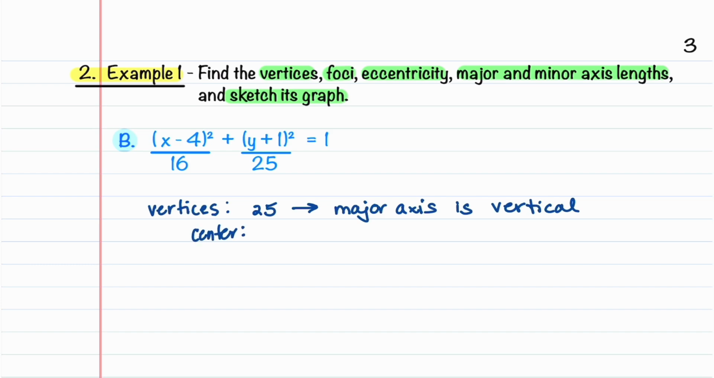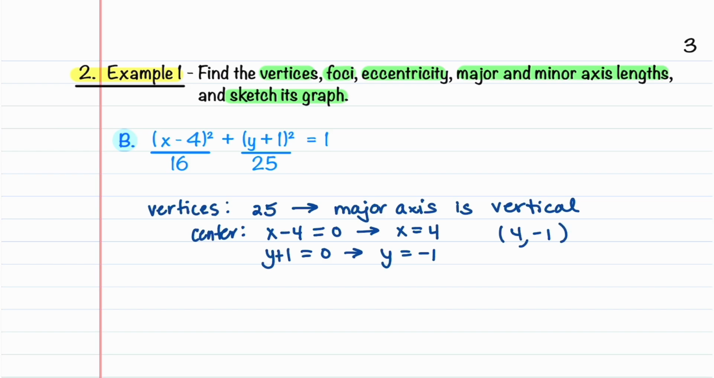To find the center, we're going to take the x minus 4 that's up in our equation and set it equal to 0. So that gives us x is equal to 4. And then we're going to take y plus 1 and set that equal to 0. So we get y is equal to minus 1. So our center is located at 4, minus 1.